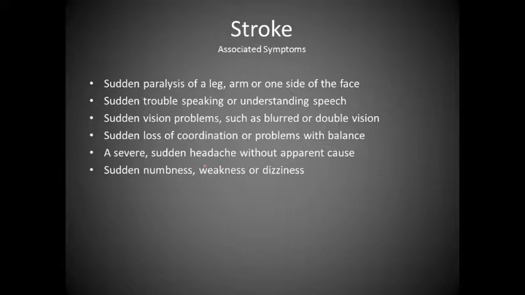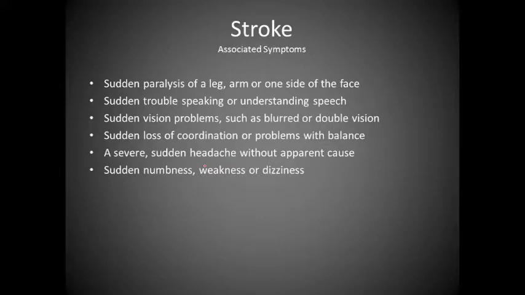Sudden vision problems such as blurred or double vision. Sudden loss of coordination or problems with balance. We see that sudden loss of coordination and balance problems can also be indicative of tumors inside the brain as well. A severe sudden headache without apparent cause.